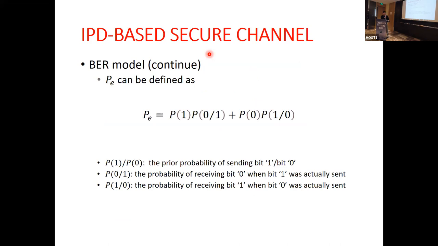And PE is calculated as the sum of the probability that a sent bit 1 is received as bit 0 and the probability that a sent bit 0 is received as bit 1.